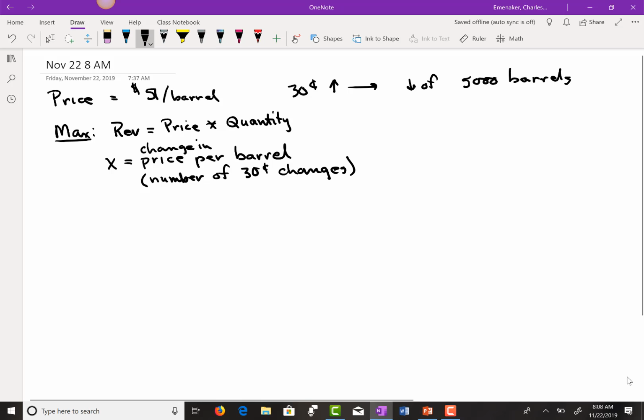So if X winds up being 2, what's that say we're going to do with the price? We're going to add on 2 jumps of 30 cents, aren't we? So we're going to add on 60 cents a barrel. If X winds up being a -3, what's that going to do to the price? Drop it 90 cents a barrel. Does that make sense? So X is going to tell us how far we're shifting things.